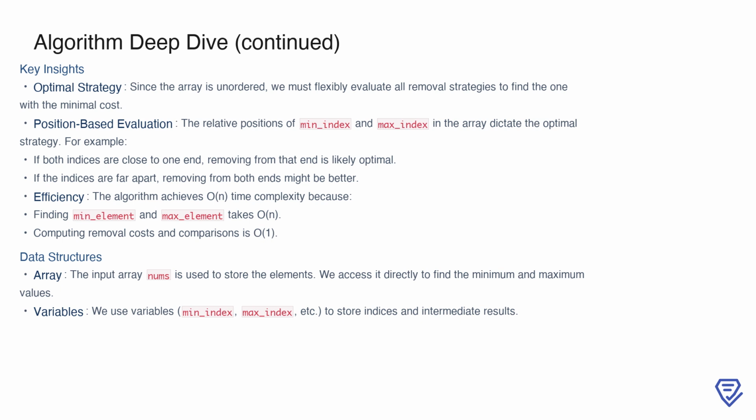This flexibility is essential because the array is unordered, so we must evaluate all options to ensure we find the minimal cost. The algorithm is efficient, it runs in O(n) time because finding the minimum and maximum elements requires a single pass through the array, and the cost calculations involve only a few constant-time operations. Additionally, we use simple data structures, like the input array to store elements and variables to keep track of indices and intermediate results, ensuring both simplicity and speed.